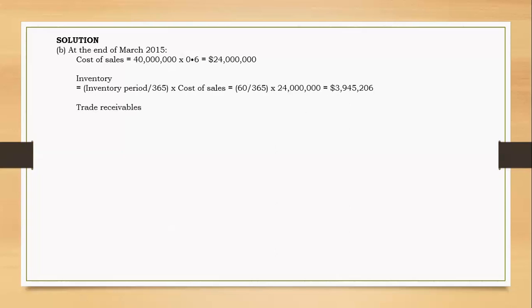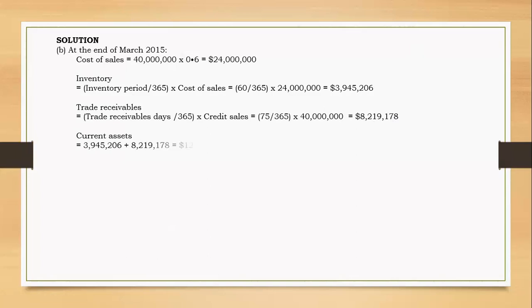Trade receivables equals receivable days over 365 times credit sales. Trade receivable days was 75 over 365 times 40 million, and I would have that figure, 8,219,178. So now I can have the total current assets. Current assets will be the sum of inventory and trade receivables. That would give you a total of 12,164,384.